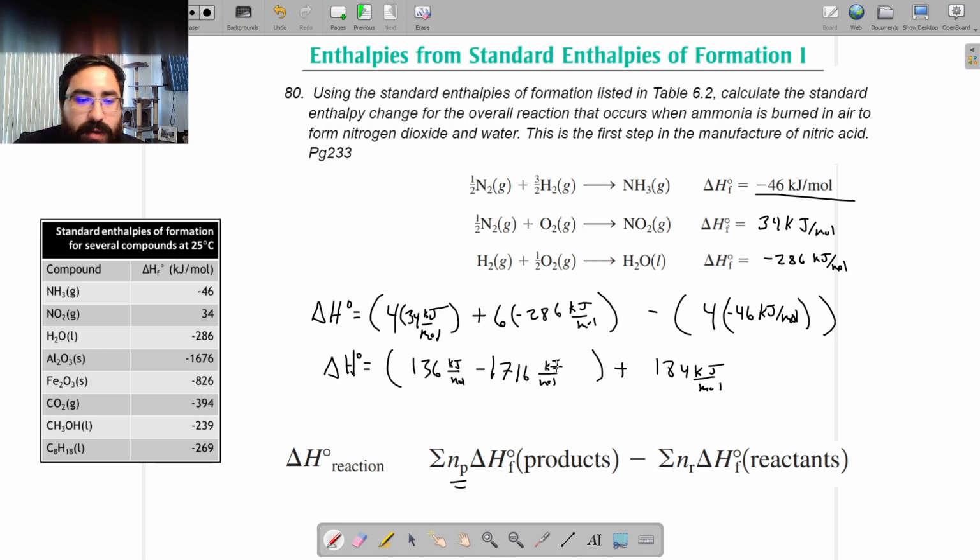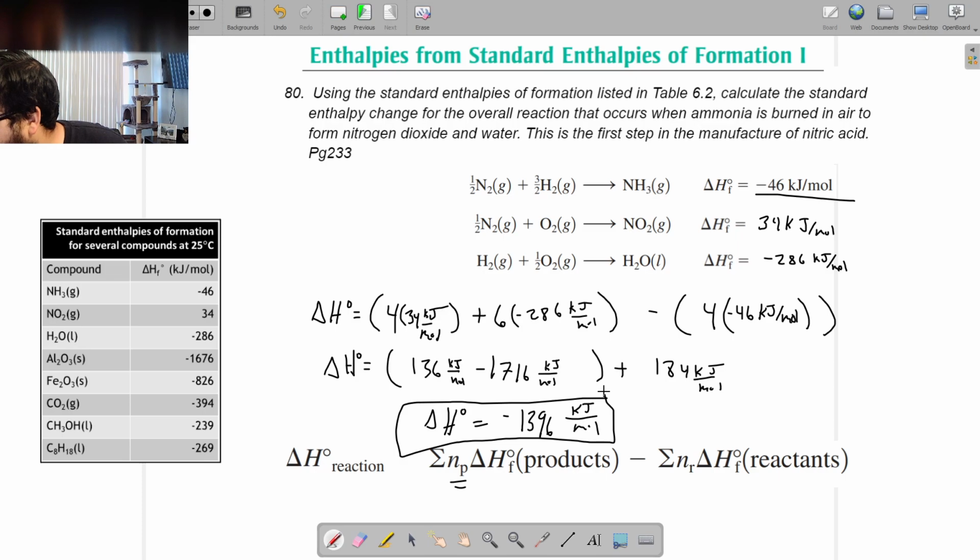Now that we have everything written, we can add it all up. So our delta H of the reaction, sorry, is, let's see, 136 minus 1,716 plus 184. That gives us negative 1,396 kilojoules per mole. And that right there, that's our delta H value.